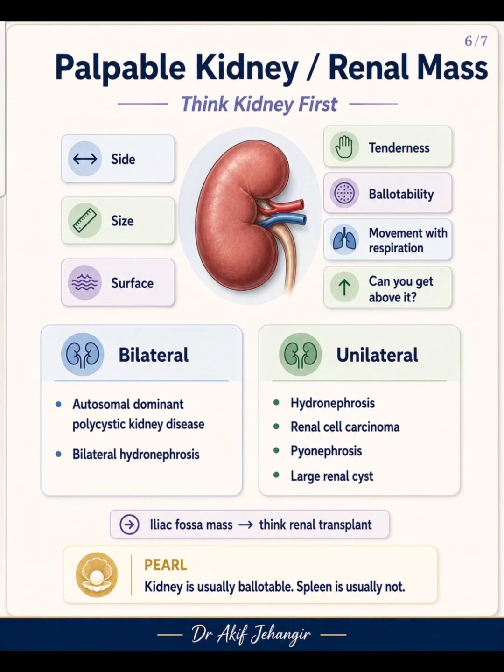For a palpable renal mass, describe the side, size, surface, tenderness, palpability, movement with respiration, and whether you can get above it. Bilateral palpable kidneys suggest autosomal dominant polycystic kidney disease or bilateral hydronephrosis. A unilateral renal mass may be hydronephrosis, renal cell carcinoma, pyonephrosis, or a large renal cyst. An iliac fossa mass may be a renal transplant. The bedside pearl is simple: a kidney is usually palpable, while a spleen is usually not.